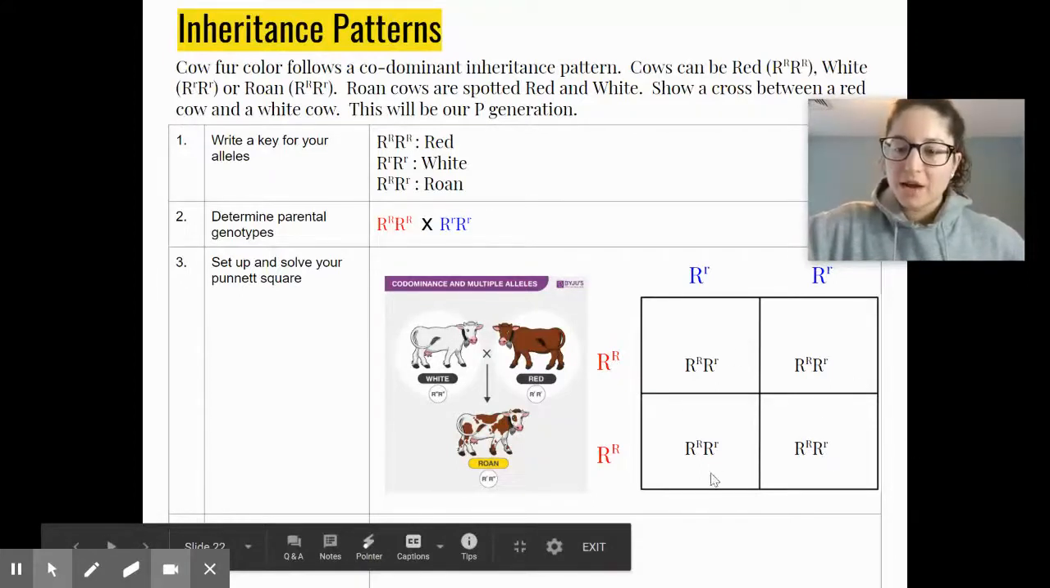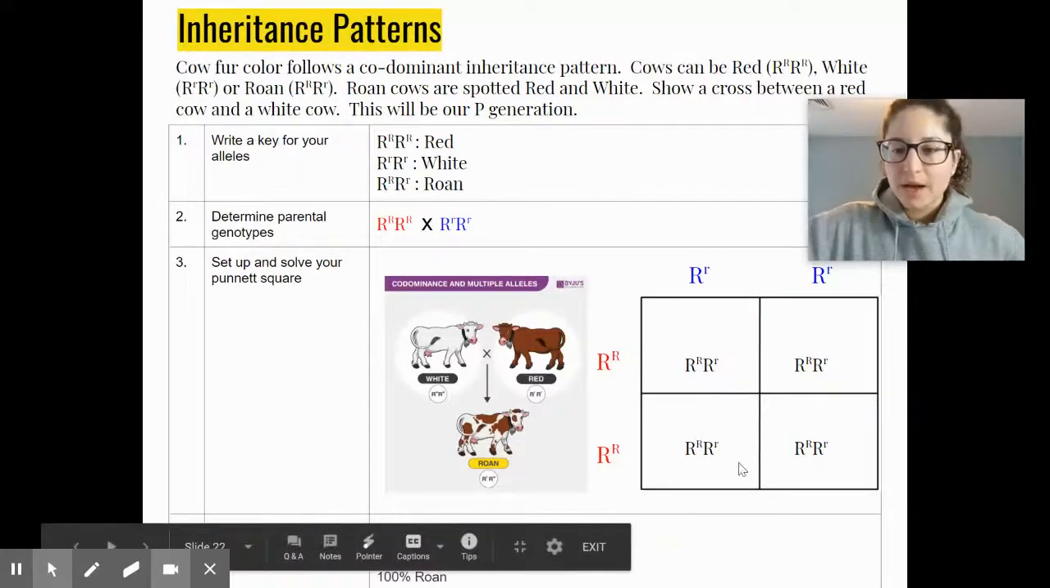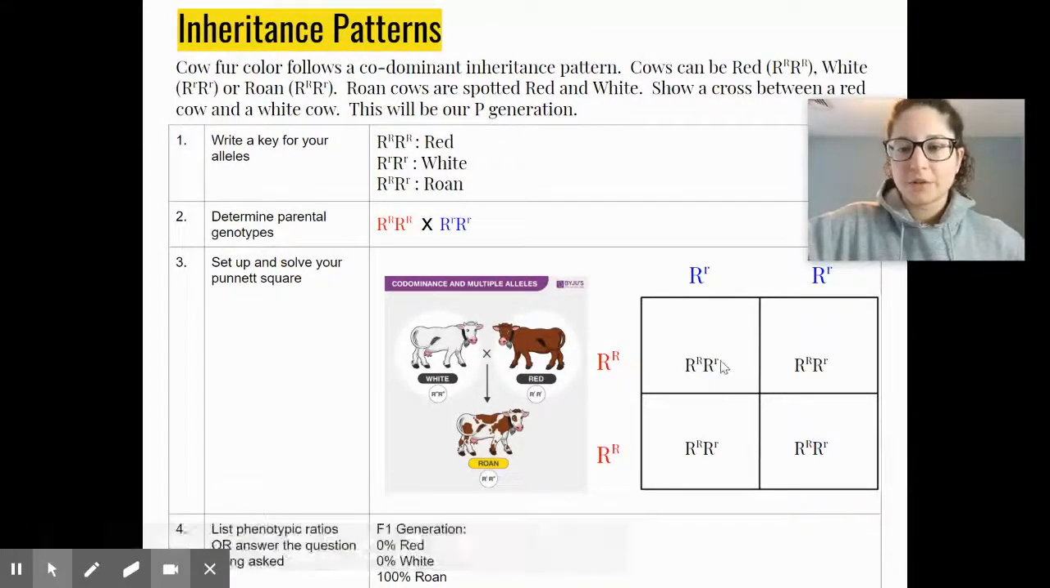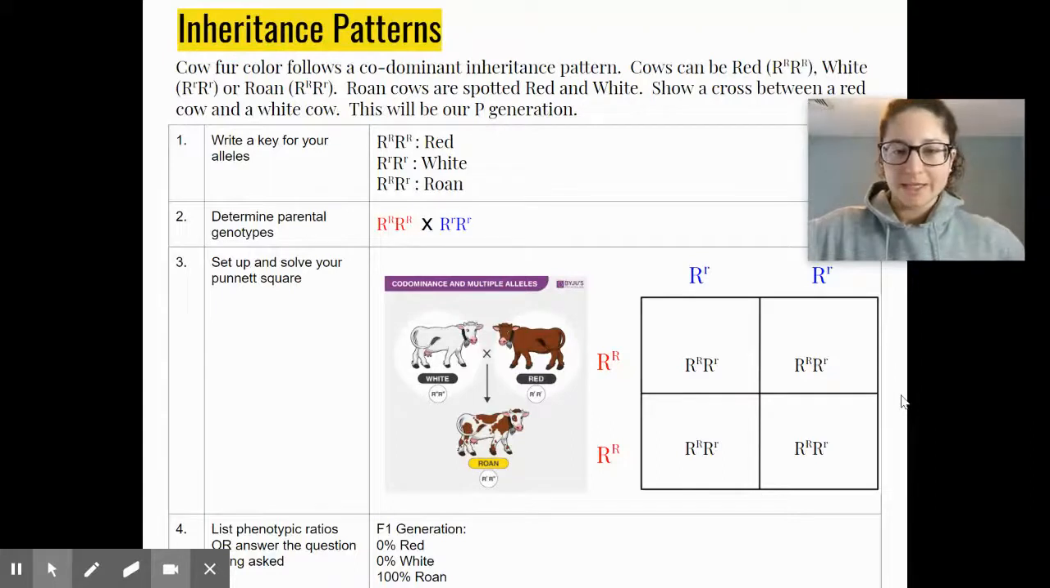So when we're looking at all four of these boxes for the F1 generation, you're going to notice that they're all the same. So they're all fur color red, fur color white, which gives us our roan phenotype. So 4 out of 4 boxes, or 100% of this F1 generation, is going to be roan, which means 0% is going to be red and 0% is going to be white.